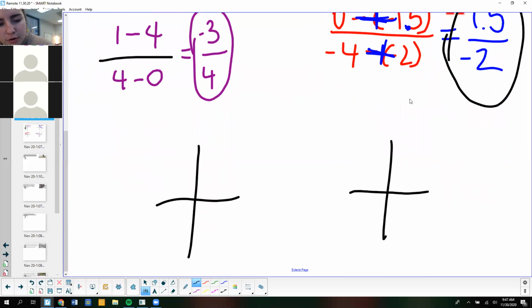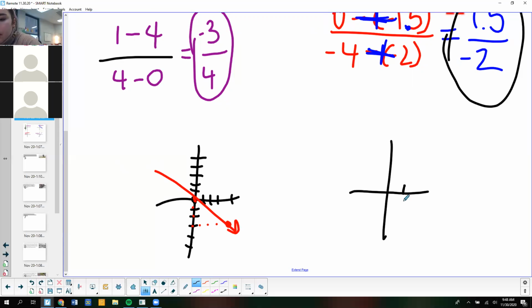So negative 3 over 4. If I've got a graph, I probably should have put a graph on here, but that's okay. If we've got negative 3 over 4, I'm going to start at the origin and go down 3, 1, 2, 3, because it's a negative 3 over 4, 1, 2, 3, 4. So my graph is going to look something like that.